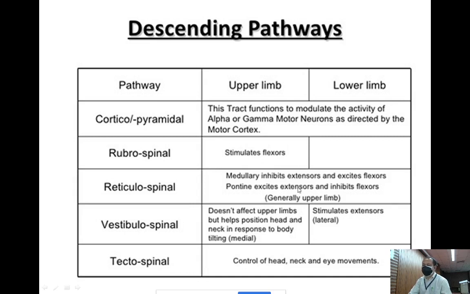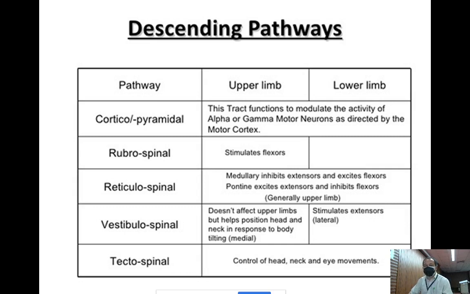Okay, and other extrapyramidal tracts, they're all involved in the control of posture and equilibrium. So that is what is important to remember. It's not a very lengthy thing to remember about, but you only have to remember a few things.